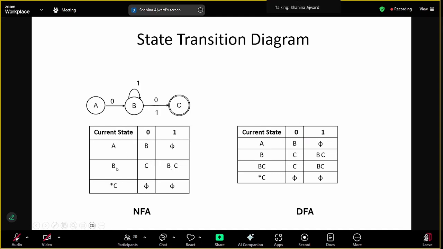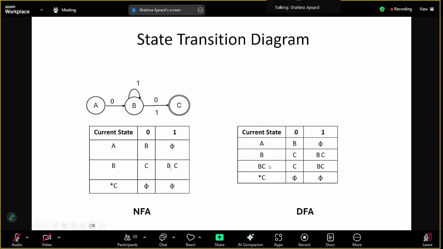So we go to the NFA table for B and C. Now we have to take the union. I think you all remember the sets. Union means the total, right? So we have to get the union of B and C. For the B, when you give 0, it goes to C. For the C, it's nothing. So the final answer is C, and we can write C here.